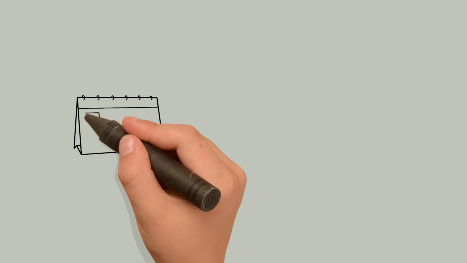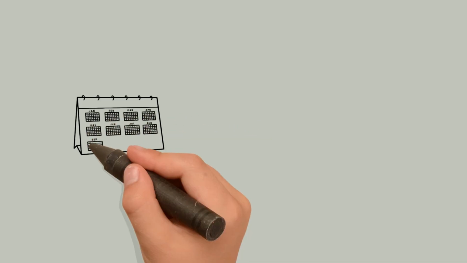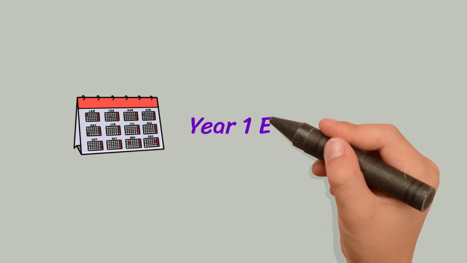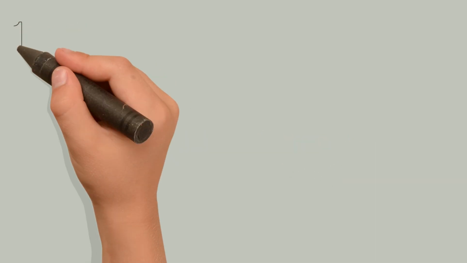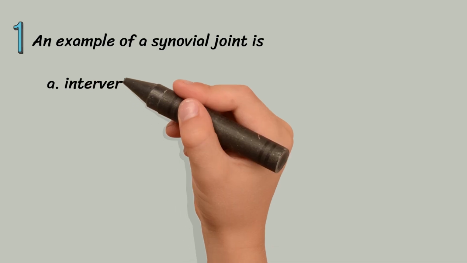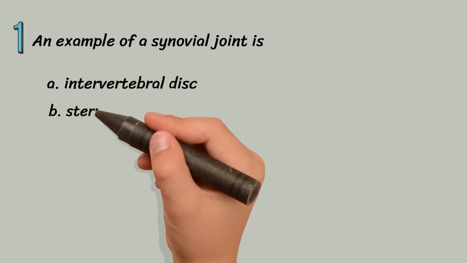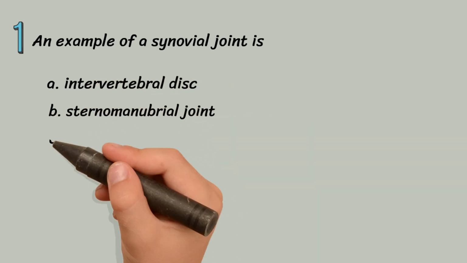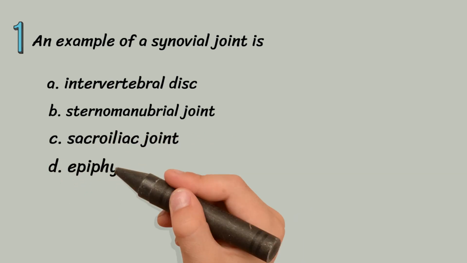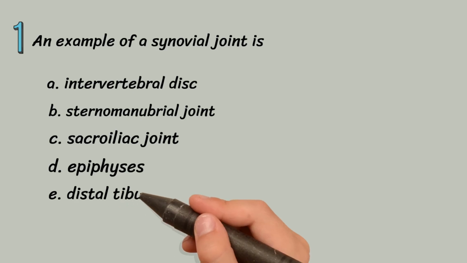Now, let's start, for example, in the first year examination for the anatomy, and you have the upper limb or the lower limb or thorax. In year 1 exams, we have simple examples. The first MCQ is about an example of synovial joint. Is it intervertebral disc? The sternomandibular joint? Is it sacroiliac joint? Is it the epiphyses or the distal tibiofibular joint?